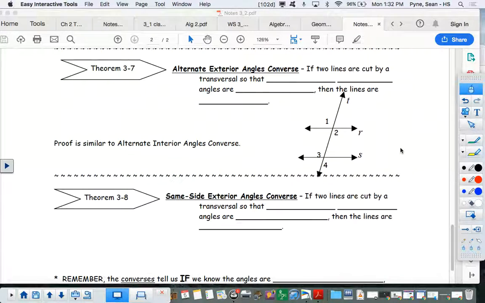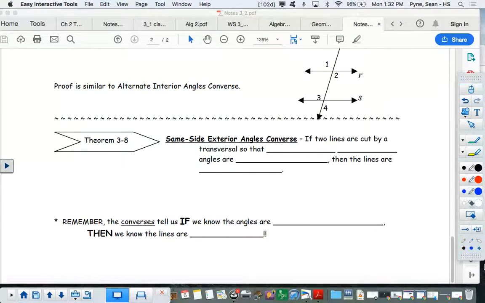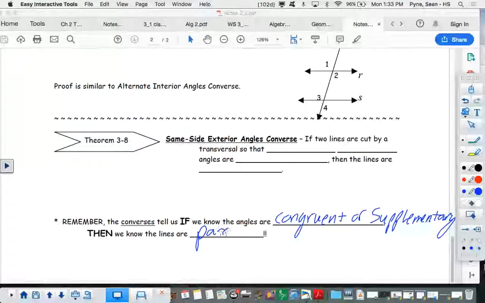And the very last part. Remember, the converse tells us if we know the angles are congruent or supplementary, then we know the lines are parallel. Remember, we have to know the information about the angles first, and then we decide if the lines are parallel. Any questions on this?